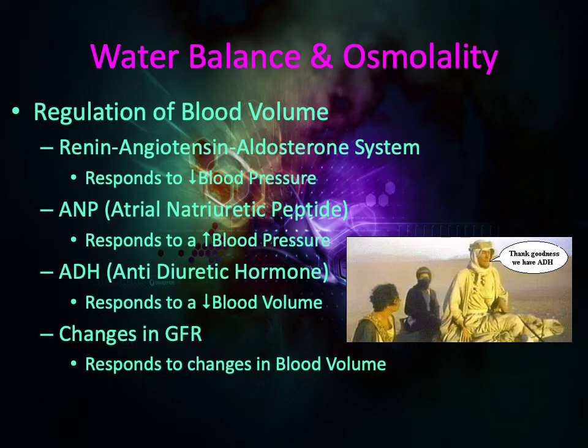Atrial natriuretic peptide is produced by the atria of the heart in response to increased blood pressure. Its effects are directed towards the kidneys by stimulating increased excretion of sodium, and thus water, as well as increasing the GFR. You can refer to the previous slide for ADH activity.